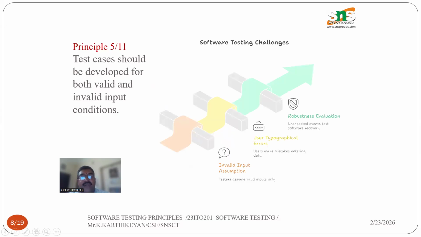So principle 5: test cases should be developed for both valid and invalid input conditions. The first condition, invalid input assumption; second, user typographical error; and third, robustness of evaluation in the area.